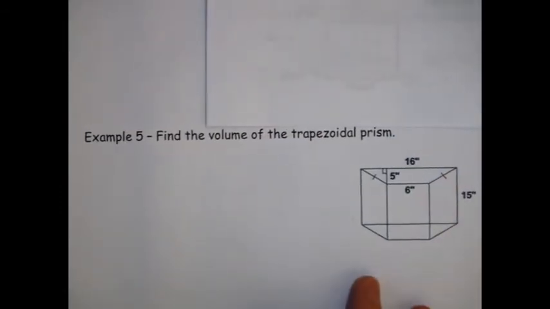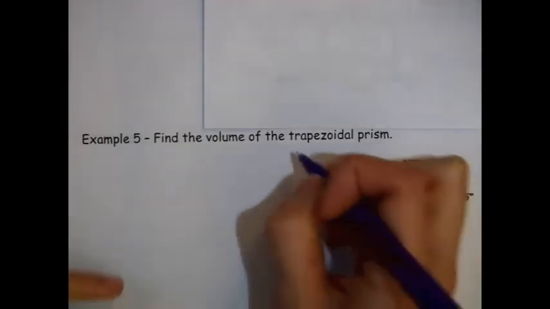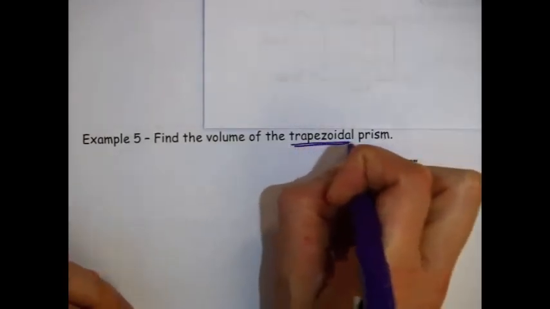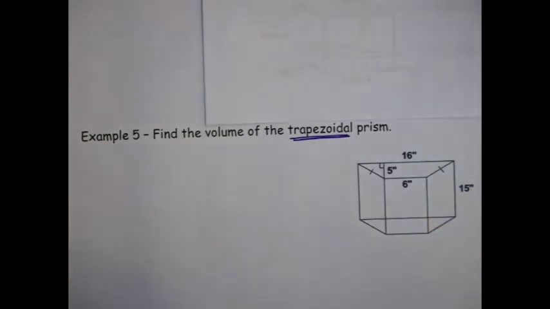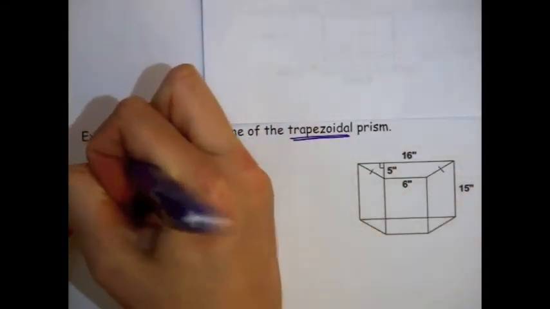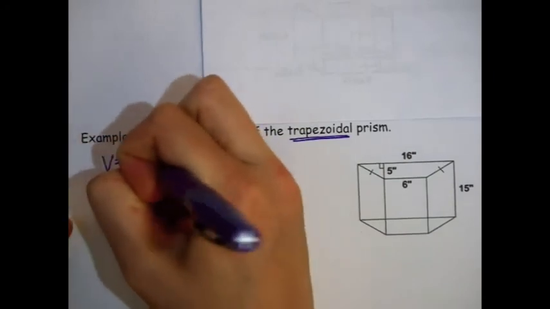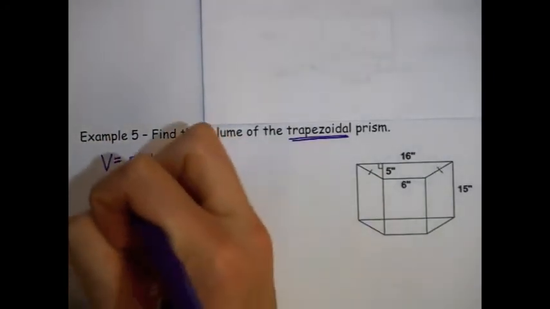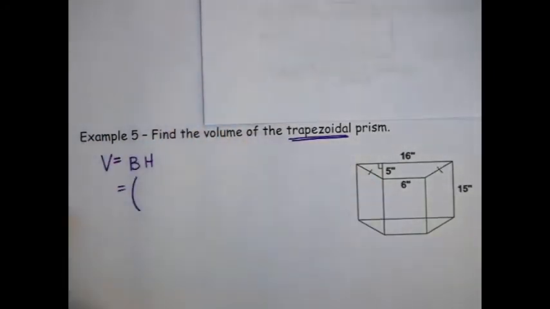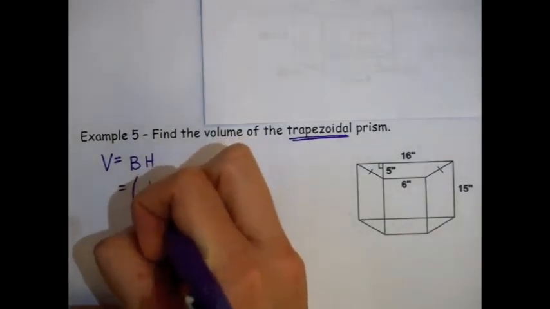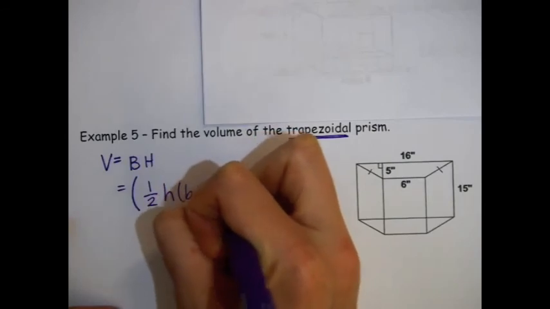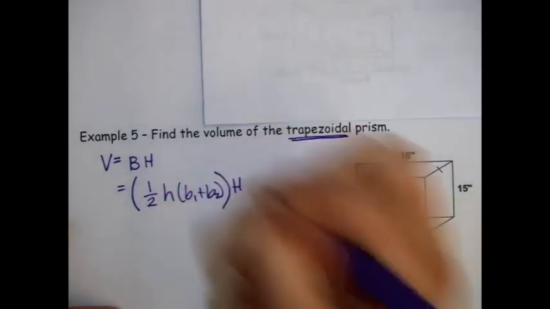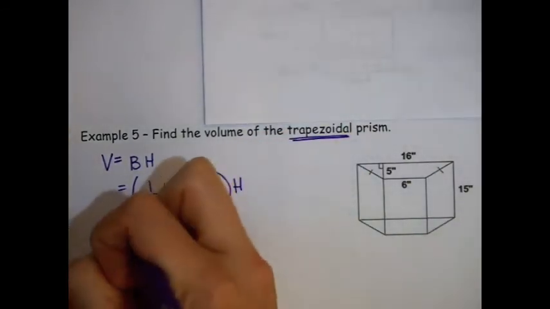Okay, so I want to find the volume of the trapezoidal prism. So trapezoidal, that tells you that the base is a trapezoid. So I'm going to write my volume formula. The volume is area of the base times my height. So the area of my base, I'm going to write that down. That's 1/2 times height times base 1 plus base 2. And I'm going to multiply that by my overall height.